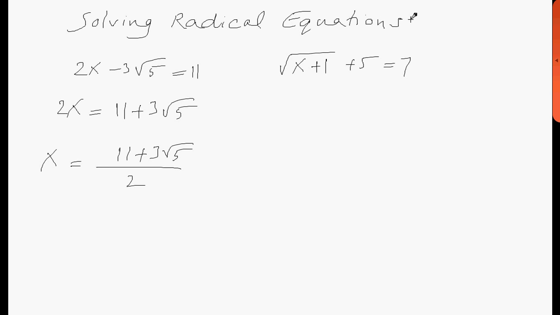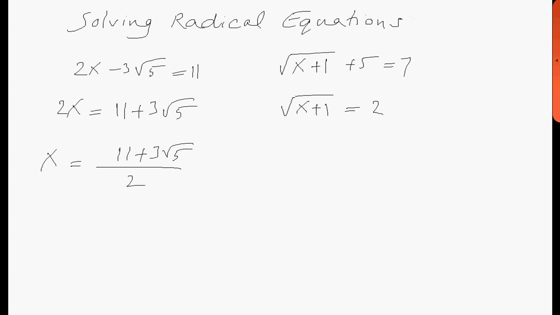For this other one, which is a radical equation, the way you solve it is you first isolate your radical expression. So I move this 5 to the other side. I get radical x plus 1 equals 7 minus 5, which is 2. So that I have my radical expression isolated.